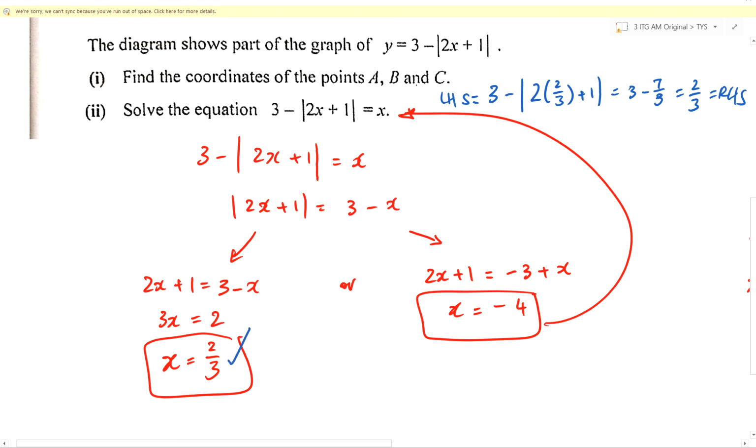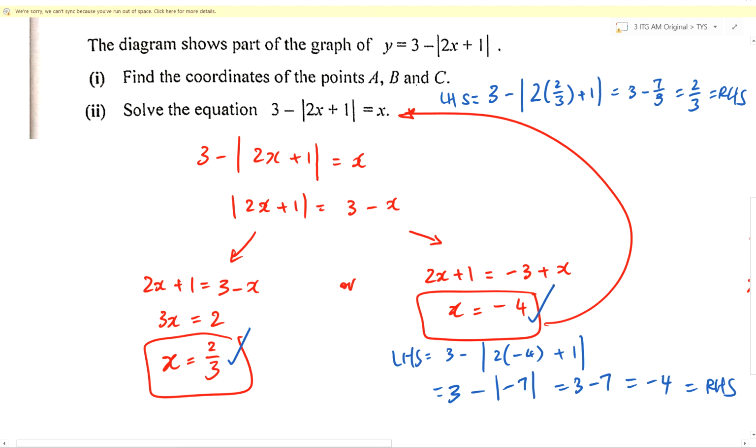The other possibility, x equals negative 4. Left hand side: 3 minus 2 times negative 4 plus 1. 3 minus, this is negative 8 plus 1, and negative 8 plus 1 is negative 7. So 3 minus positive 7, we get negative 4, which is equal to the right hand side. So here, both answers are acceptable. Okay, please don't forget the last checking step. Sometimes left hand side will not be equal to right hand side.